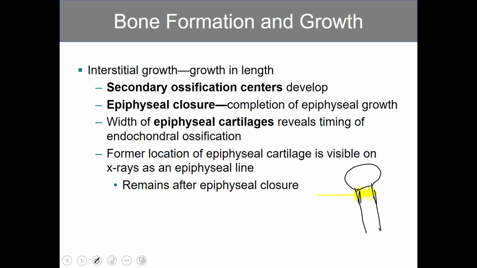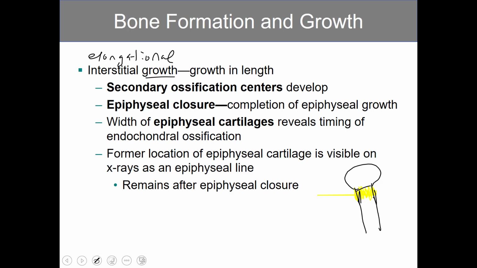So interstitial growth is the growth of length. Okay? It's also known as elongational growth. Secondary ossification centers develop. You get the closure of the epiphyseal plates, giving rise to the epiphyseal lines.